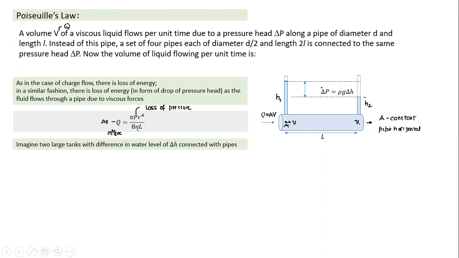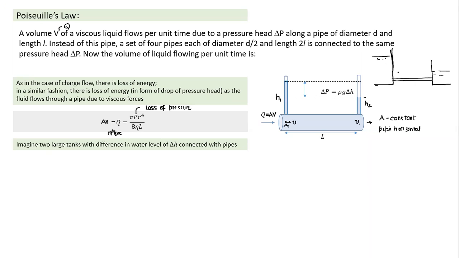Just imagine, you could have all seen this. Just imagine there are two large tanks with a difference in water level of delta H, connected with a pipe. I have one tank here, which has water up to a certain height, and another tank at some distance, which has water at a lower height. We can transfer water by connecting these two points. This is similar to connecting a higher temperature object with a low temperature object.